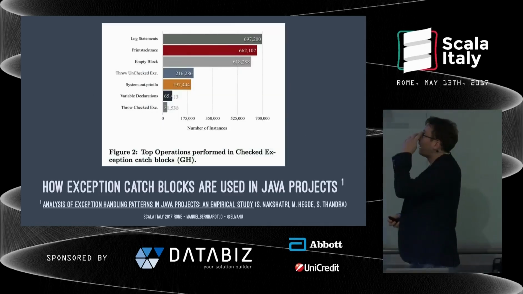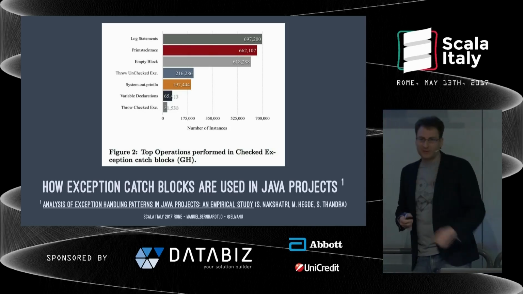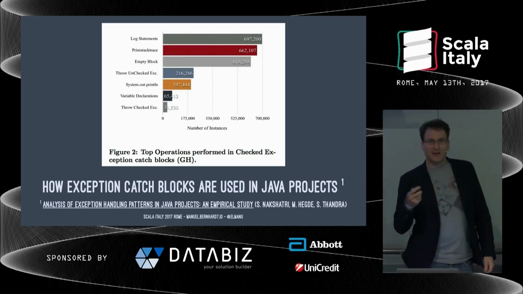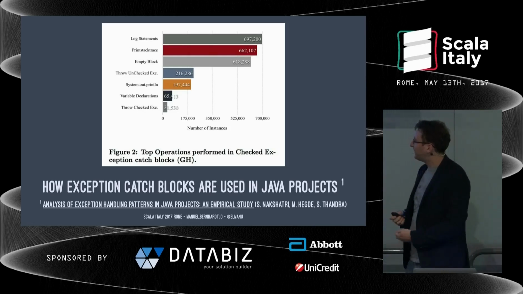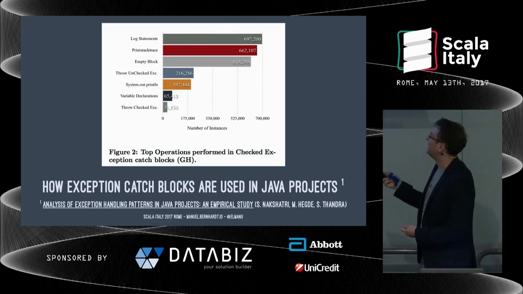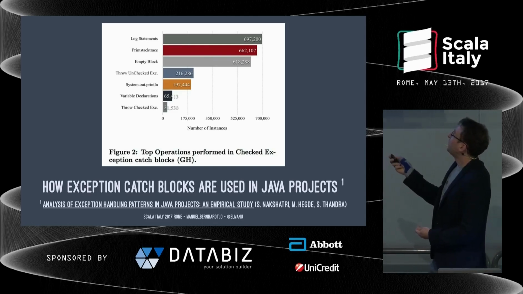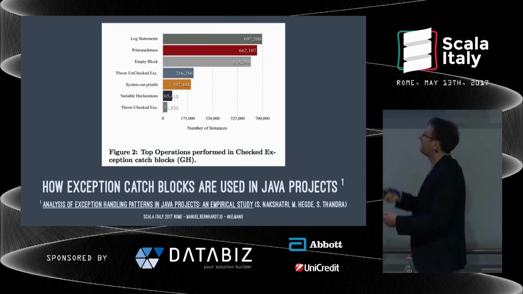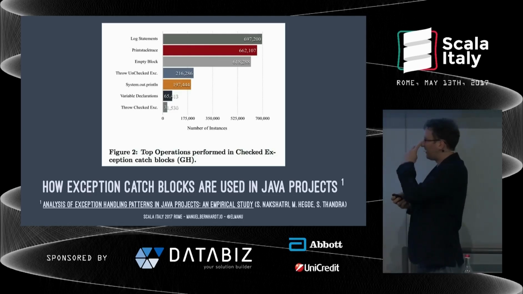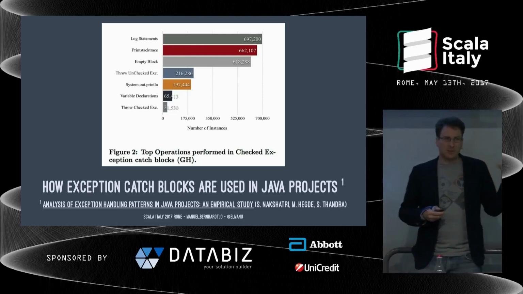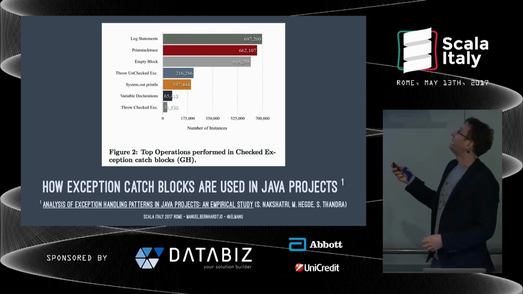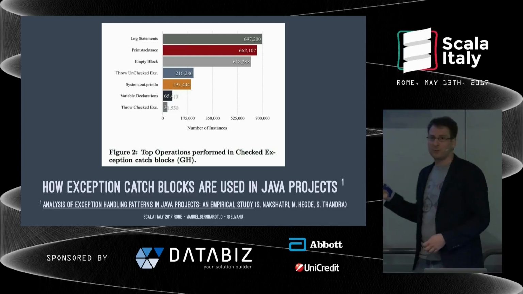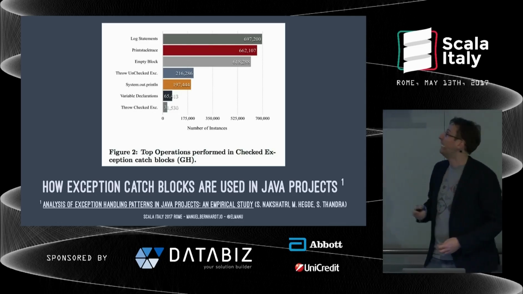Here is a nice graph, because I needed to have some graphs in this talk as well, so here are some bar charts. But these are from an article called Analysis of Exception Handling Patterns in Java Projects: an Empirical Study. This is a big sample of Java code, and what most people do when there's an exception is log it out. They say, hey, here is an exception. Good luck with fixing it.